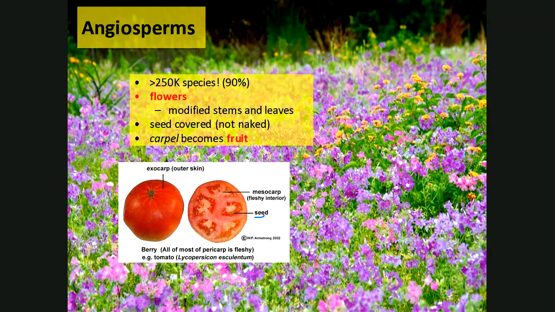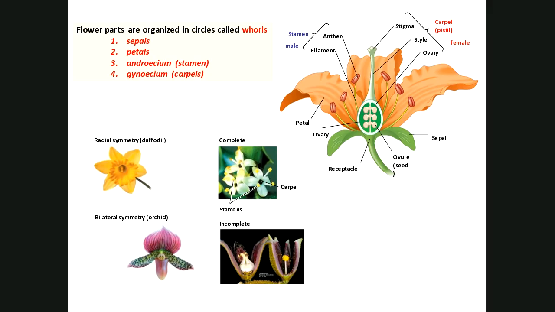Now let's look at the parts of a flower. Flower parts are arranged into things that we call whorls. There's a whorl of sepals. Sepals are the little green leaves that are right underneath the flower. There's a whorl of the petals. That's going to be the colored part of the flower. And then there's a whorl of the male parts, the parts that we collectively call the stamen.